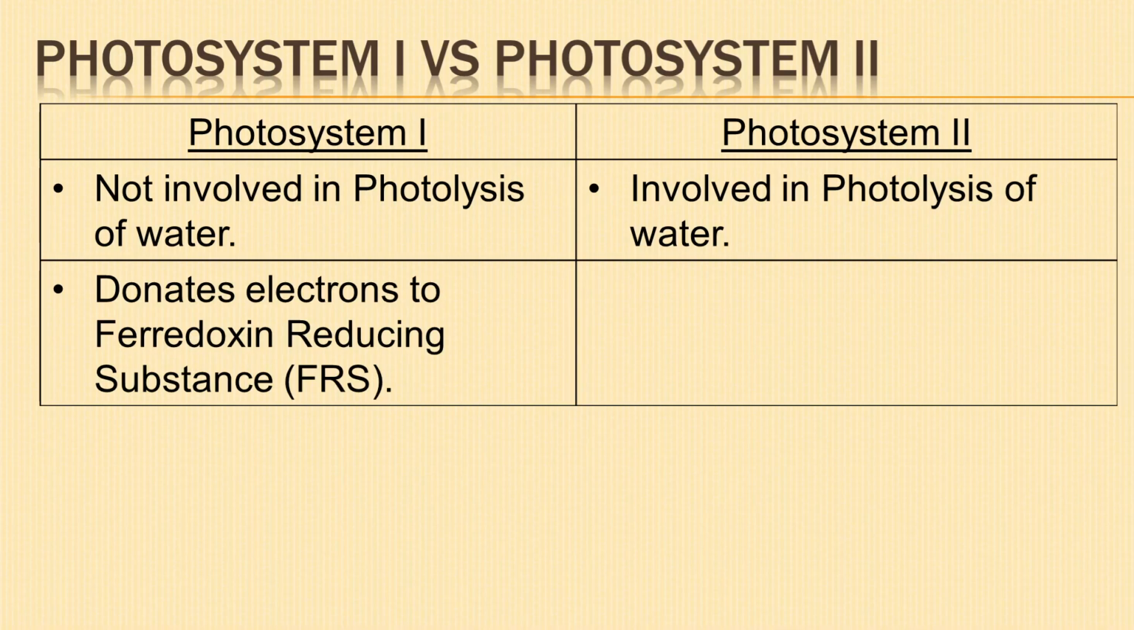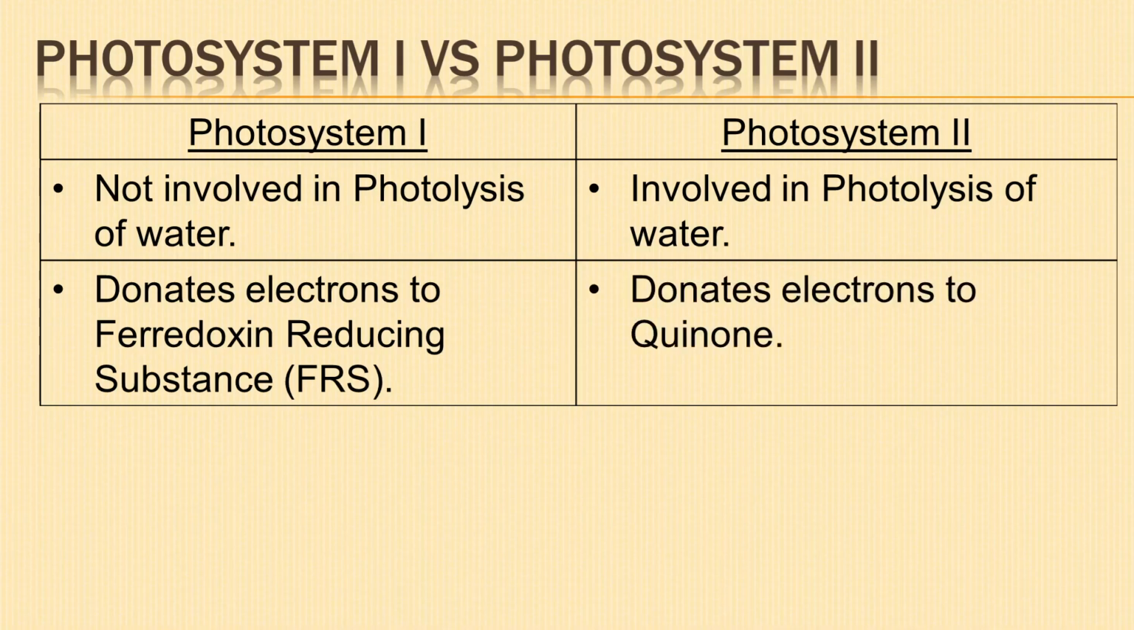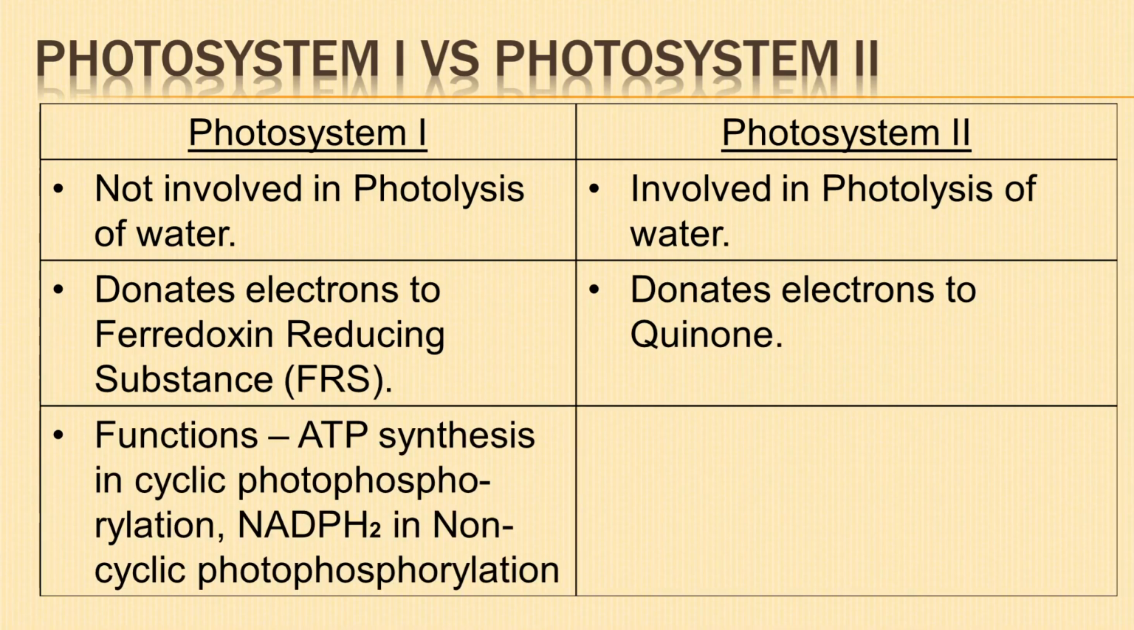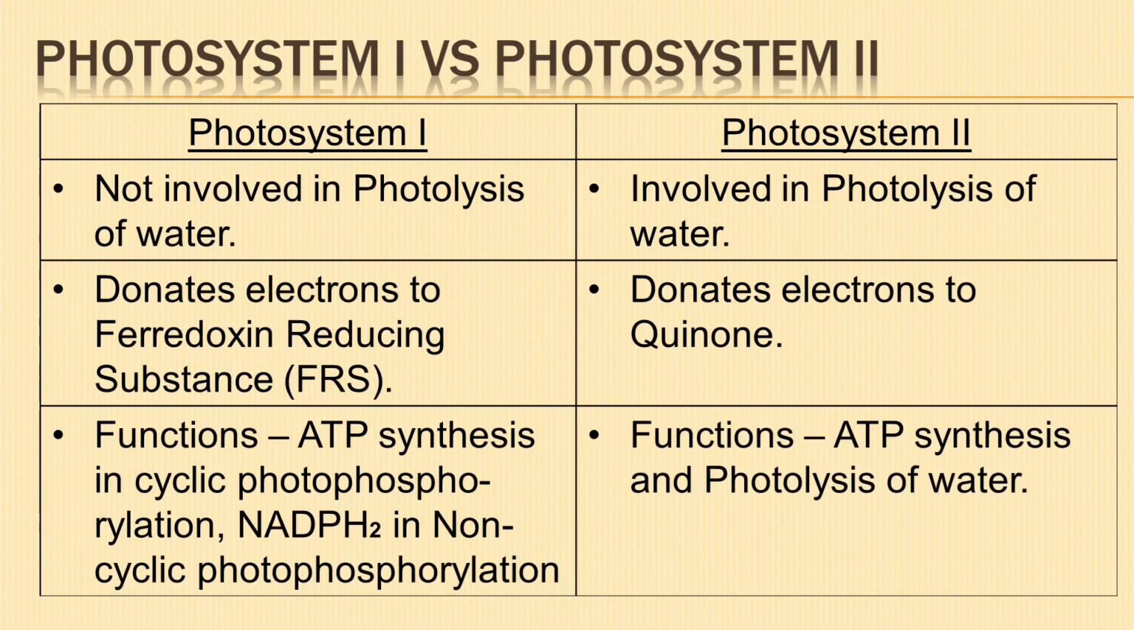Photosystem 1 donates the electrons to ferredoxin reducing substance. Photosystem 2 donates the electrons to quinone. Functions of photosystem 1 are ATP synthesis in cyclic photophosphorylation and NADPH2 synthesis in non-cyclic photophosphorylation. Functions of photosystem 2 are ATP synthesis and photolysis of water.